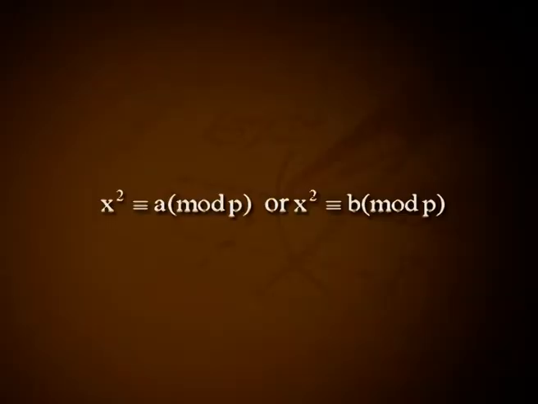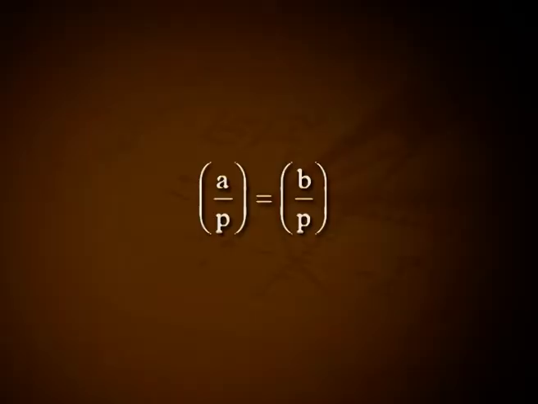That is, if one of x² ≡ a mod p or x² ≡ b mod p admits a solution, the other will too. Thus, if a is a quadratic residue or quadratic non-residue mod p, so will b be. In other words, the Legendre symbol (a/p) is equal to the Legendre symbol (b/p).